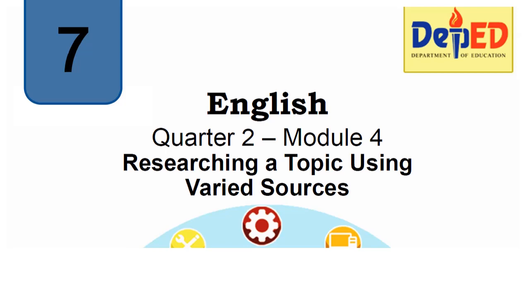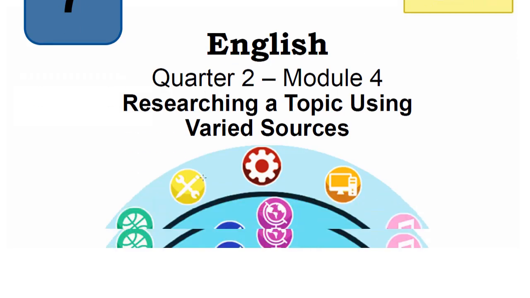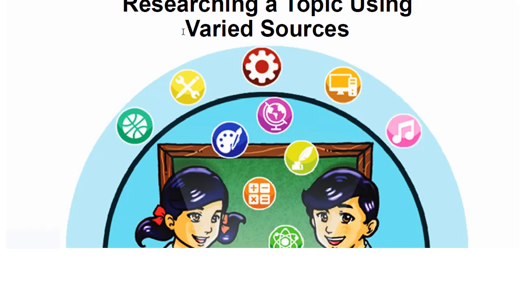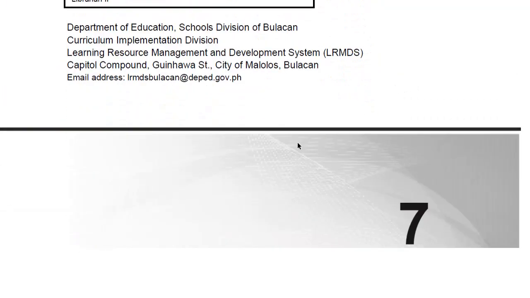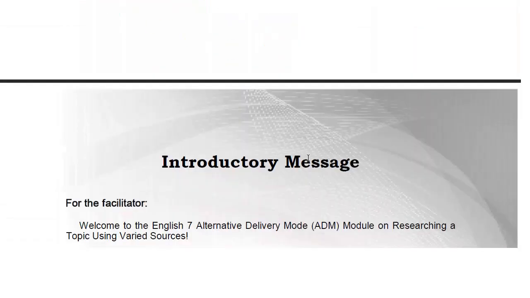And for this week, we will be having module number 4, and it is all about the varied sources that you can use in researching a topic. So it becomes broader because we have many varied sources. Just like what we did in module 1, module 2, module 3, we will skip this part.